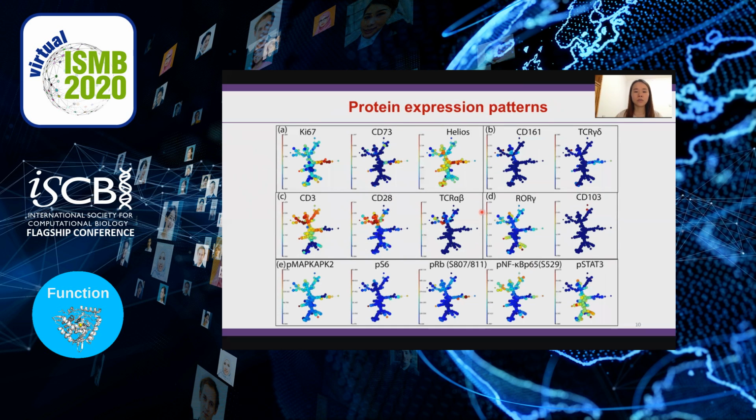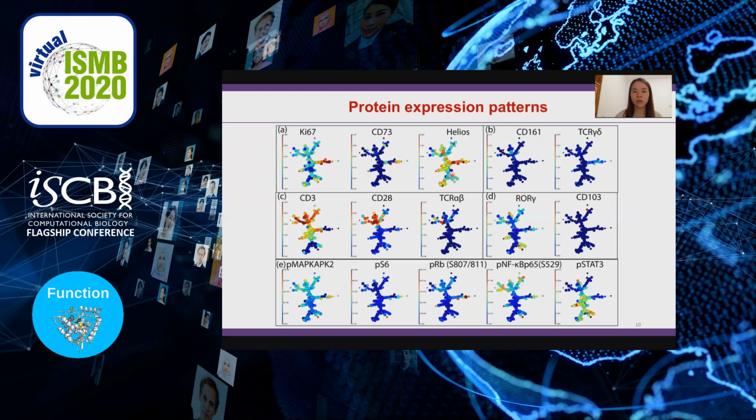Here are the protein expression patterns throughout the T cell developmental tree. So median protein patterns of different markers were shown, their upregulation or downregulation in different stages. For example, Ki67 and CD73 and Helios, they showed upregulation in the early CD4 positive, CD8 positive branch.